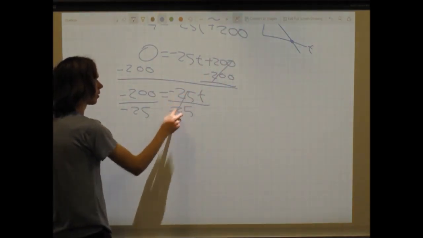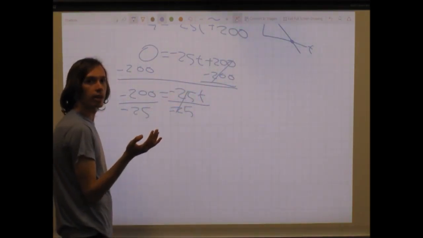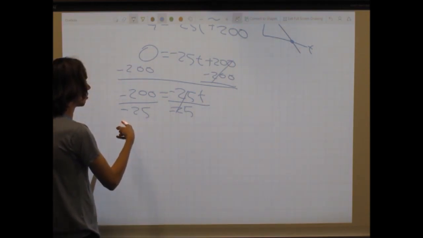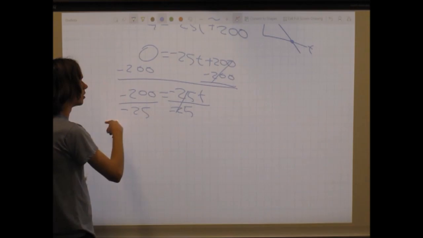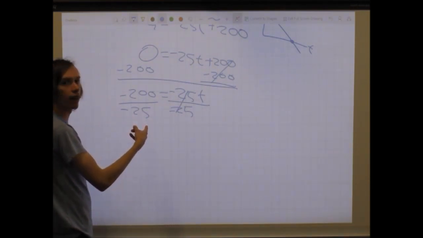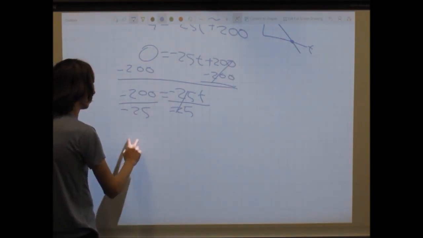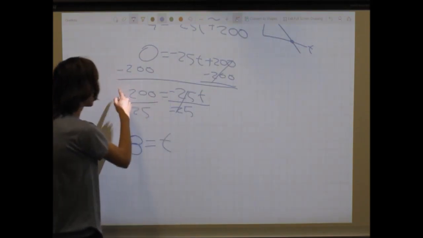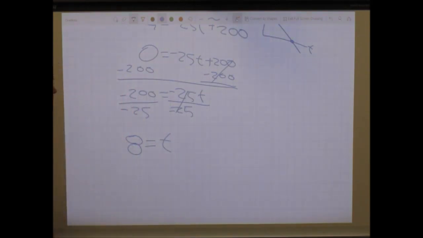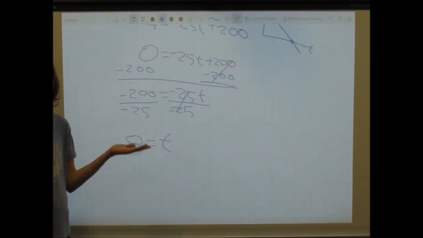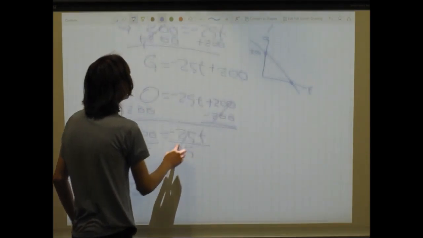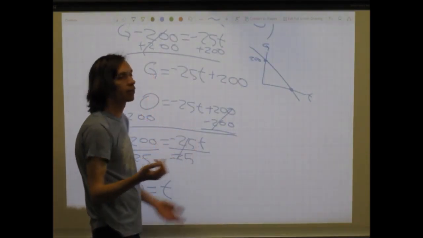So now, negative 25 divided by negative 25 is 1, right? That's the whole point. And then over here, we're going to have negative 200 divided by negative 25, which is going to turn out to be 8. Right? Negative divided by negative. And so we have t equals 8. What does that mean? That means 8 hours. After 8 hours, your g value will be 0, meaning you'll have 0 gallons left.